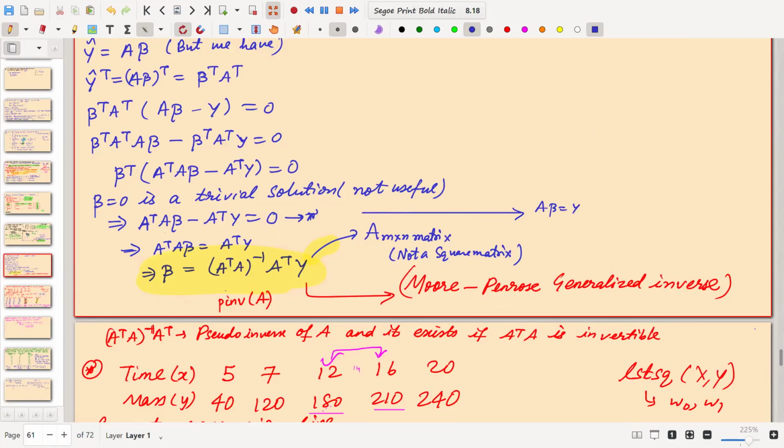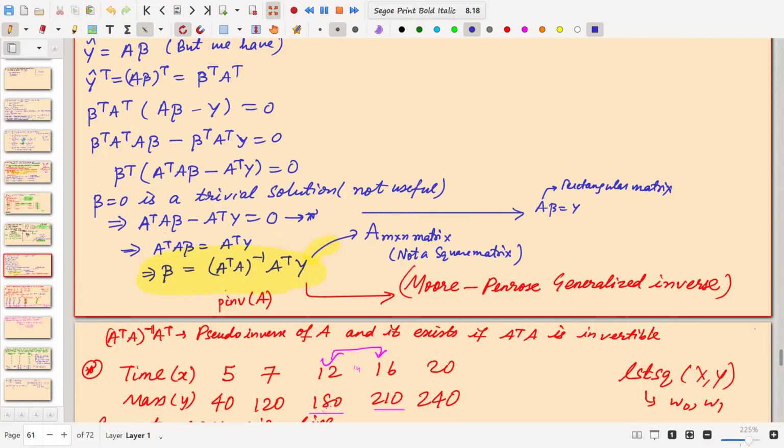How many of you think that is correct? You cannot do that. Why? Because A is a rectangular matrix. A is a rectangular matrix. That is the catch of this whole process. You cannot take the inverse, so you cannot get beta.